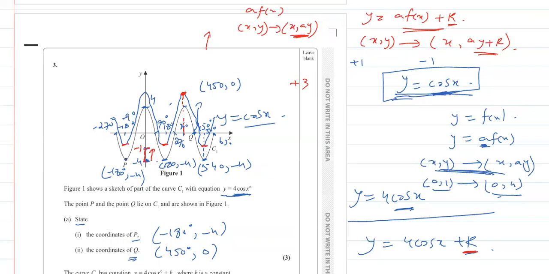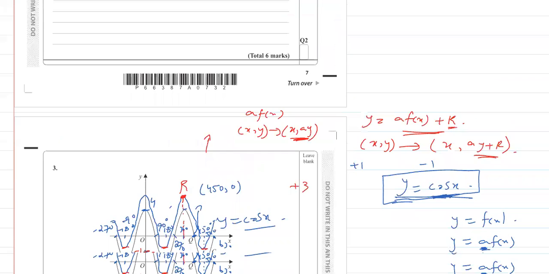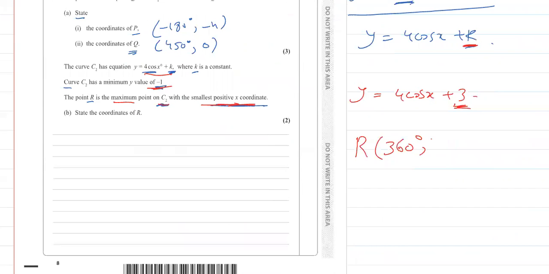So if you write the coordinate, this is actually R now. So what will R be? 360. And obviously, when the curve went 3 steps up, this was 4, and from 4 it will also move 3 steps up. So what will this be? 7. Because when you move the curve 3 steps up, it will be 7. So the coordinate of R will be (360, 7).